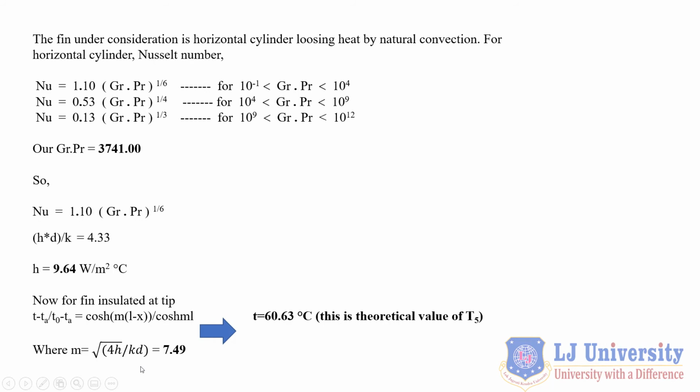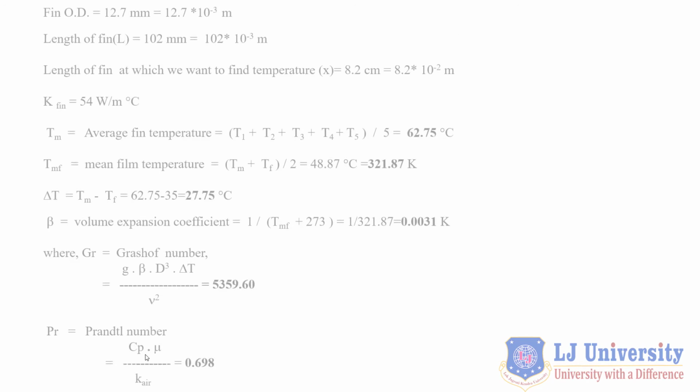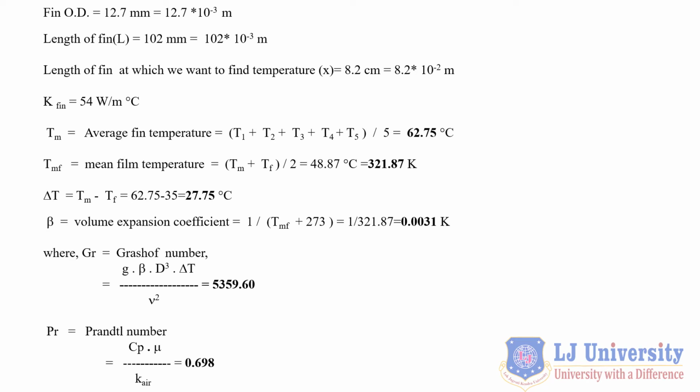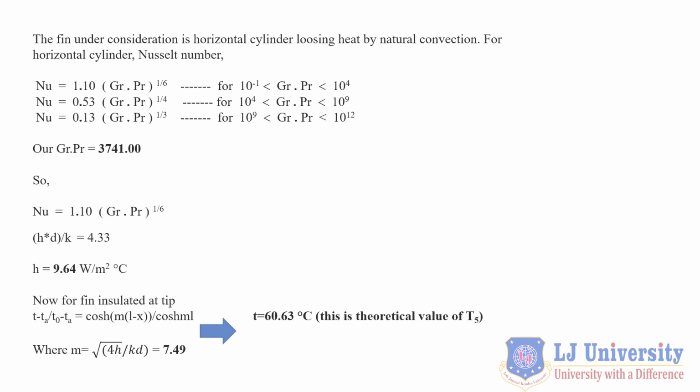Now here you can see that D, which is the diameter of the fin, is 12.7 mm, into 10 raised to minus 3 meter. We have the fin outer diameter over here, which is 12.7 into 10 raised to minus 3. If you put in all these values, we will get M equal to 7.49. So this is how you can find the M.